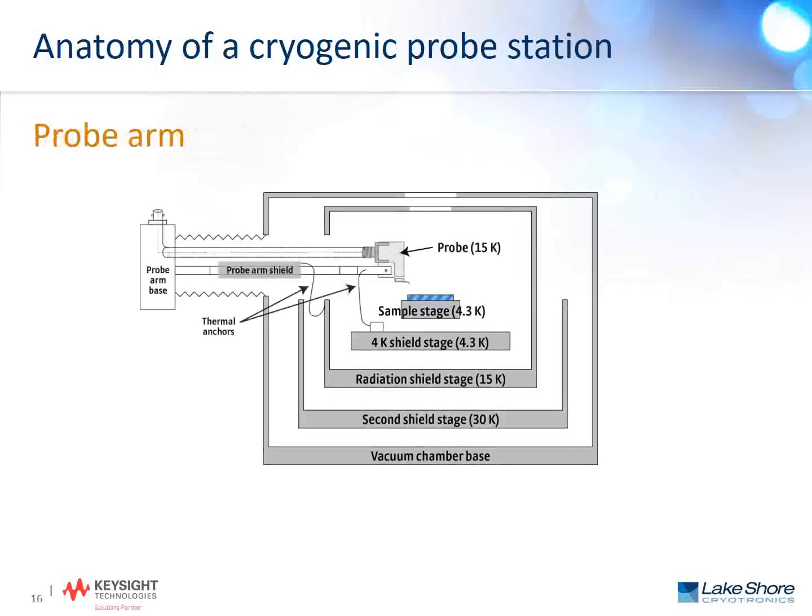The final piece of our cryogenic probe station is the probe arm itself. This is a micro-manipulated stage to which we add our wires or our fiber optic probe cabling, and then those probe arms are actually thermally anchored to further reduce the conductive heat load that a probed device is going to see.